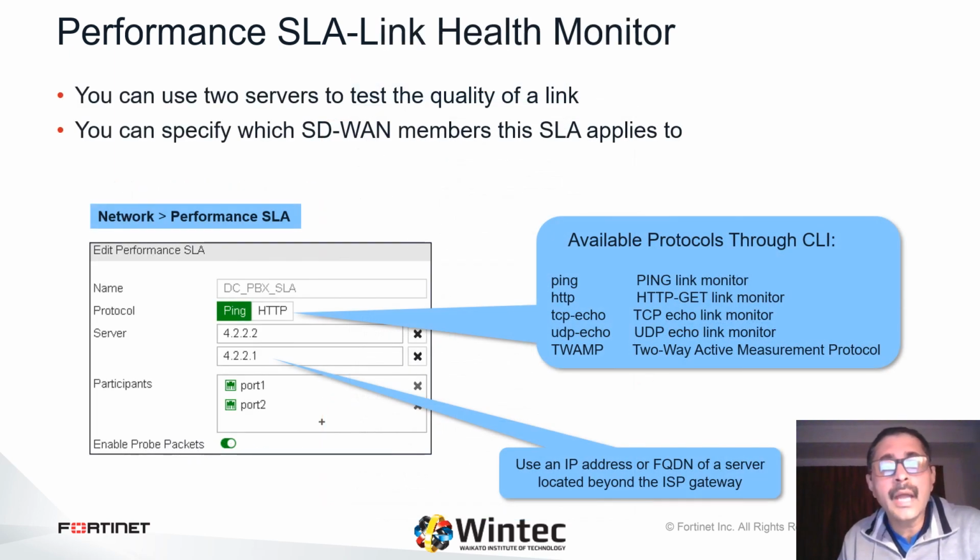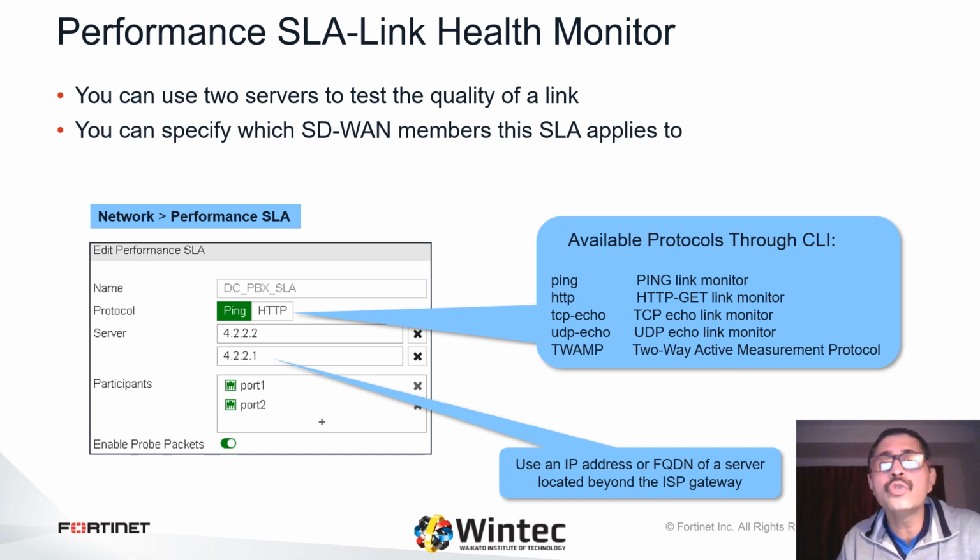Right, so let's look at the performance SLA link health monitor. The link health monitor is a mechanism for detecting when a router along the path is stopped or degraded. FortiGate can check the status or health of each SD-WAN member interface participating in a performance SLA by periodically sending probing signals through each member link to a server that acts as a beacon. You can specify up to 2 servers to act as beacons. This is to guard against the server being at fault and not the link.